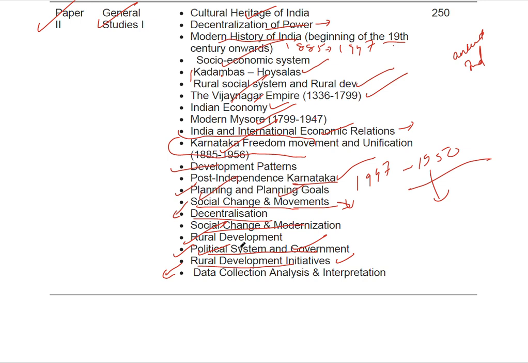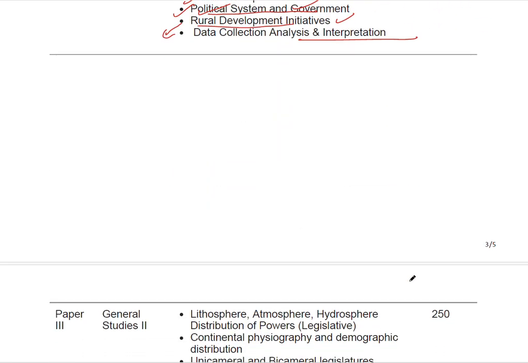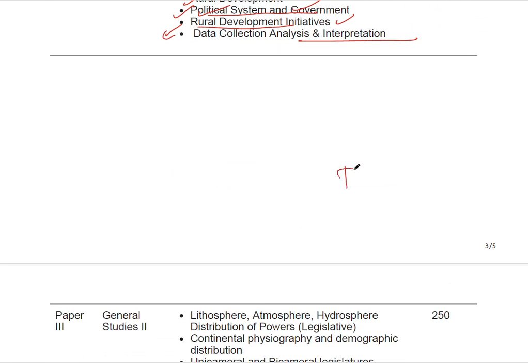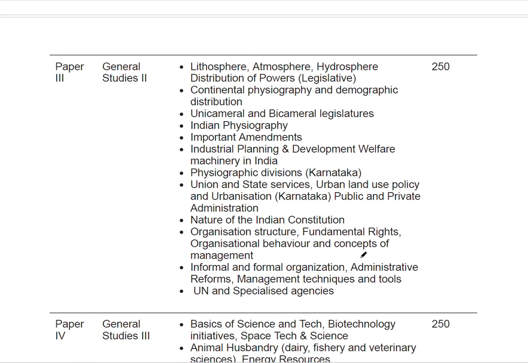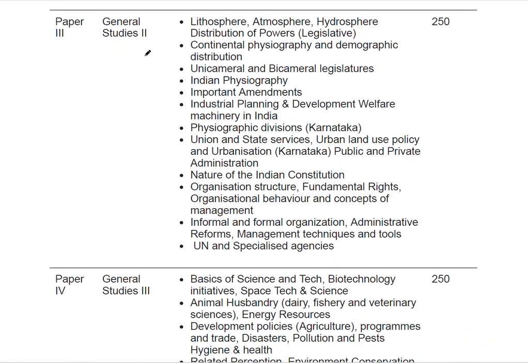Then we have something called data collection, analysis, and interpretation. This is again a DI topic. You will be given data and you have to tell what is happening. It's easy. Now, there's something called GS paper 2.